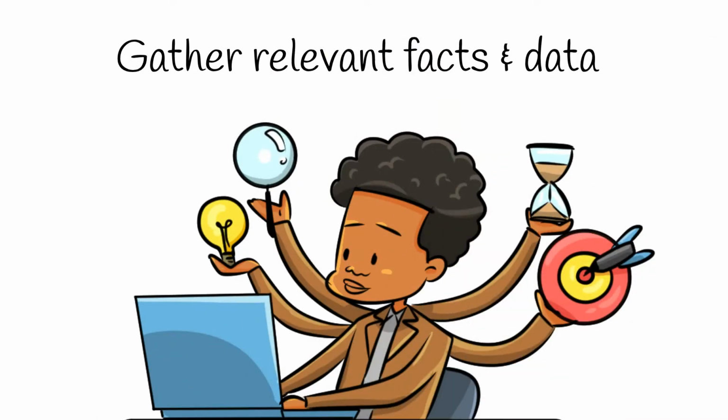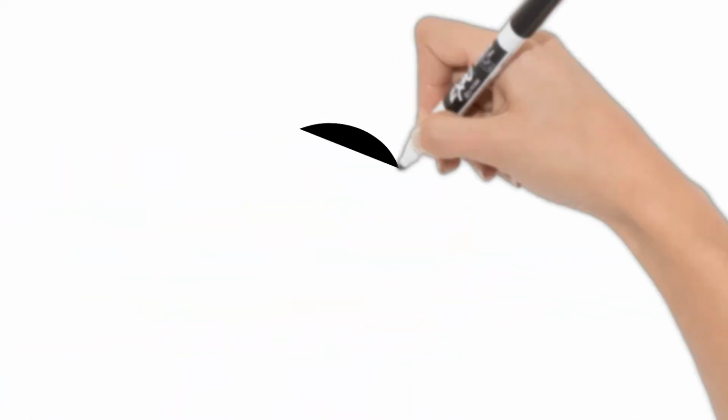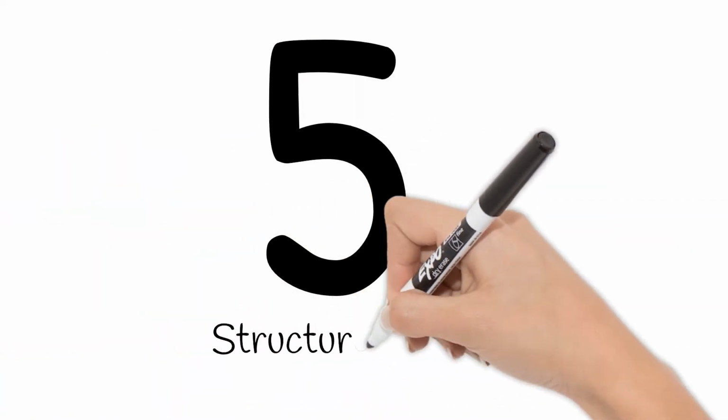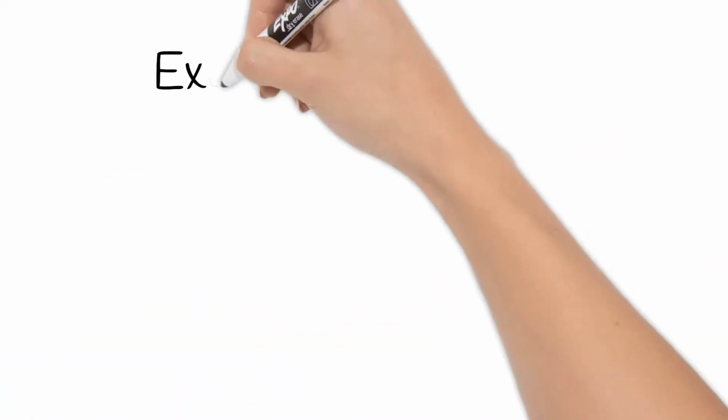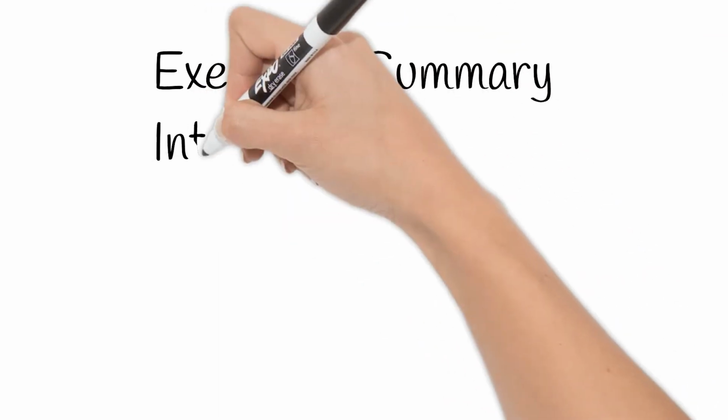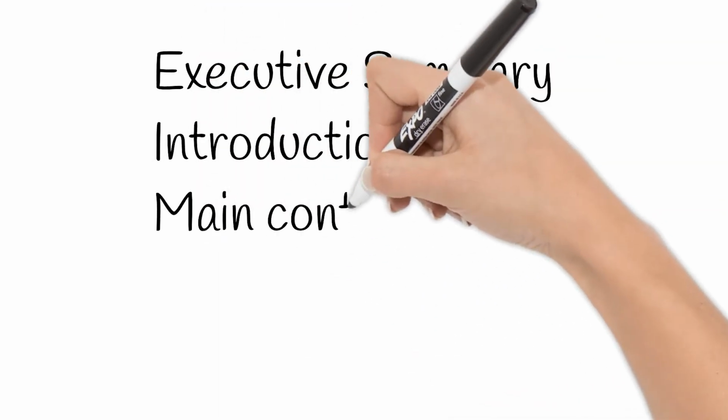The fifth one is the structure of the report. In general, a typical project report has 4 elements. That is the executive summary, introduction, main content, and conclusion.